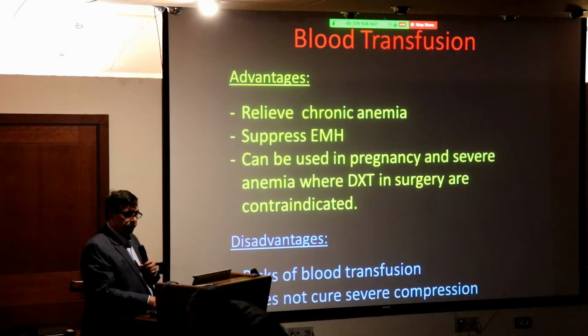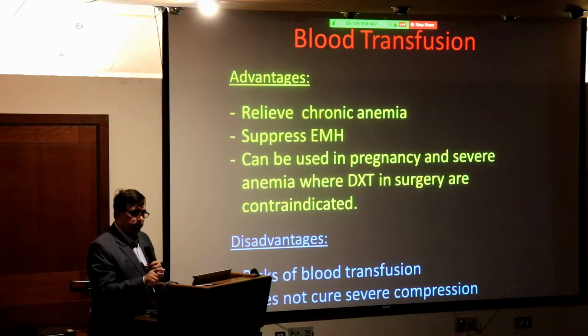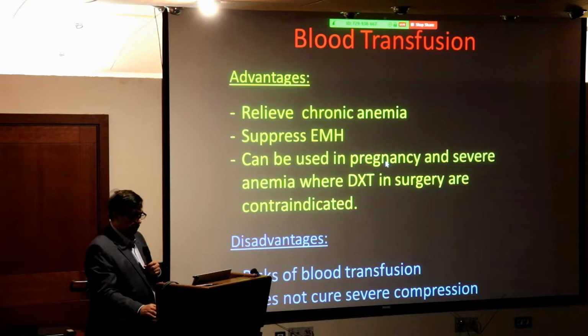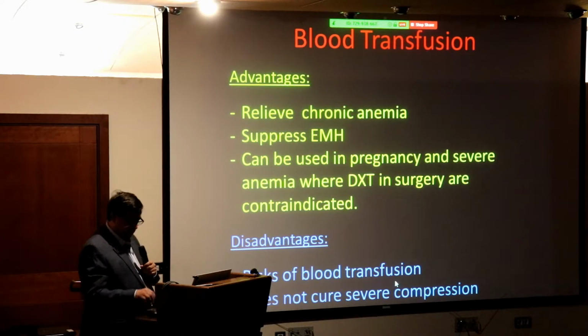So what about blood transfusion? Is it good for the treatment of thalassemia? Of course it is. But is it good for the treatment of a spinal cord compression due to thalassemia? Some people say yes. And the advantage is that you can give it in pregnancy, in severe anemia, where you cannot give radiation or do surgery. But you have to remember that the disadvantages lie in the multiple blood transfusions that you want to give, and that would not really cure the severe cord compression.